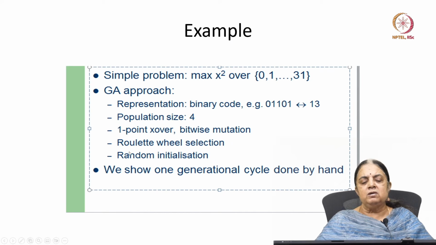Okay, so here we will see one example. So, it is the same example I spoke of, where you are taking 0 to 31 and you are maximizing x squared. So, we represent it by a binary code, and we have a population size of 4. 1 point crossover we are using, bitwise mutation, roulette wheel selection. Okay. Actually, deterministic selection is easier, random initialization.